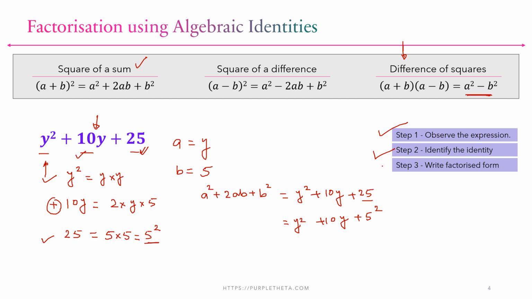Now for the third step, I need to write its factorized form. You have seen that a square plus 2ab plus b square is nothing but a plus b whole square, right? So y square plus 10y plus 5 square is going to be y plus 5 whole square, where y is a and 5 is b. This is what we have seen. So this is the answer, y plus 5 whole square.